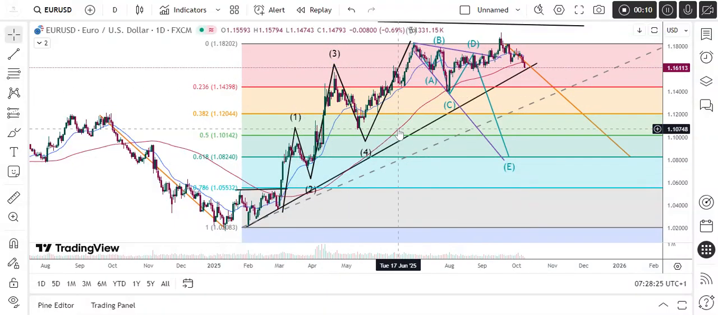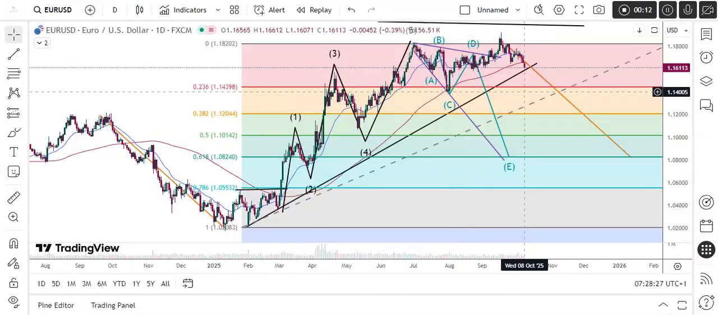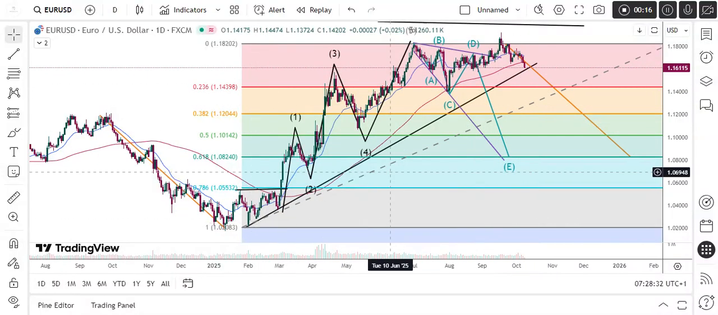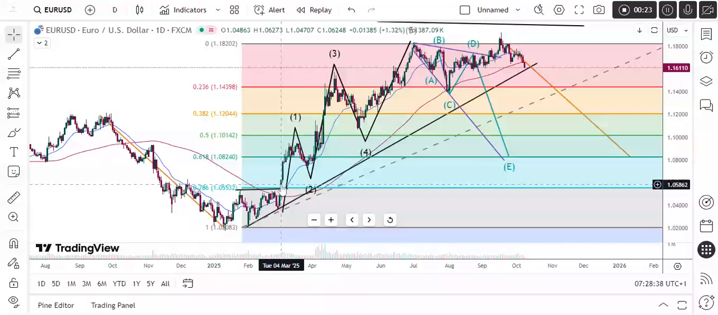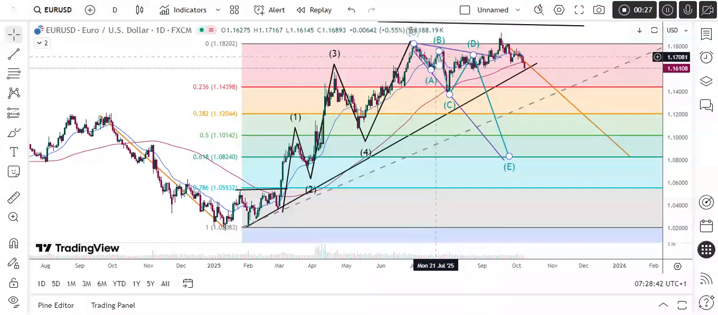The euro dollar finally has broken under the two moving averages, the blue line, which is the exponential, and the red line, the simple. It has finally broken under the moving average here since February, or January even. Okay, since February, I have drawn here five Elliott waves.